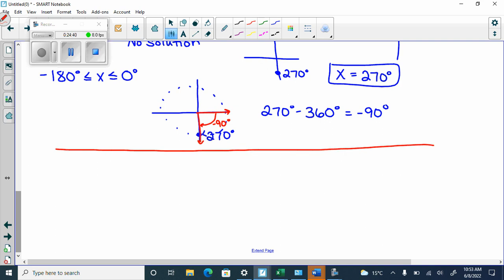Okay, so I want you guys to try this one. 2 cos squared theta. I'll call it an x so you don't freak out just for this. 2 cos squared x minus 3 cos x plus 1 equals 0 from 0 to 360.